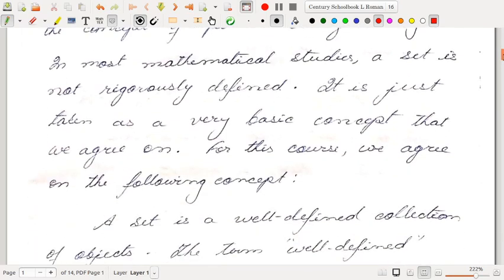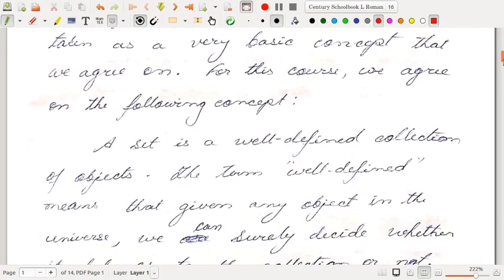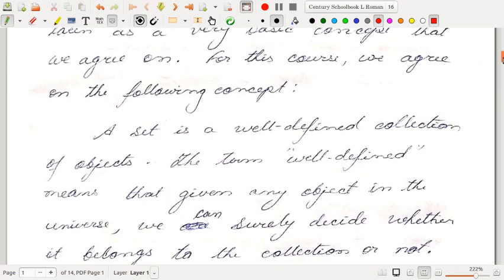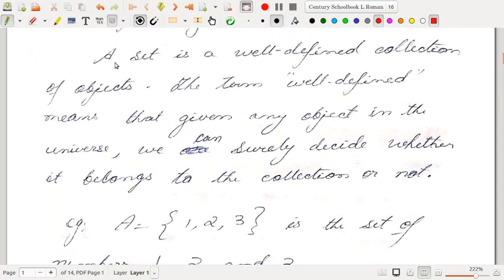So for this course, we agree on the following concept. In most books, you will find it written this way: a set is a well-defined collection of objects. The term well-defined means that given any object in the universe, we can surely decide whether it belongs to the collection or not. If we can do that, then that particular collection is called a set.